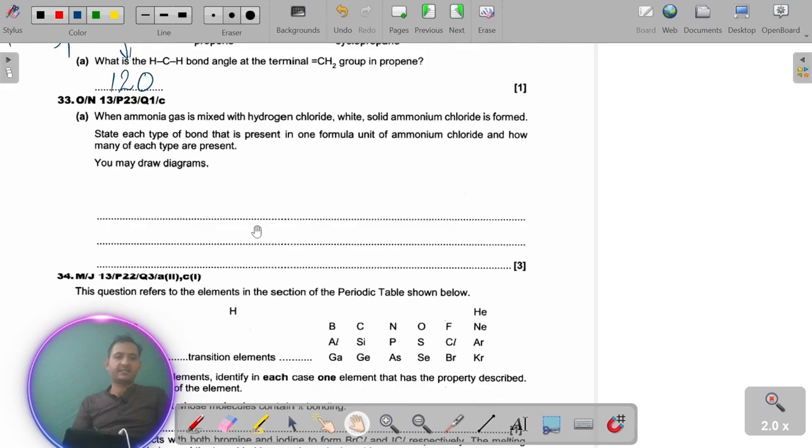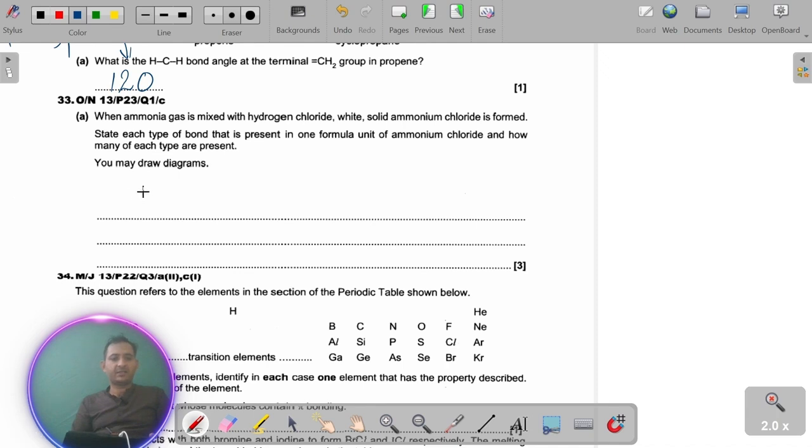When ammonia gas is mixed with hydrogen chloride, white solid ammonium chloride is formed. When ammonia gas is mixed with HCl. Okay, state each type of bond that is present in one formula unit of ammonium chloride and how many. We already have solved this. Okay, state each type of bond.